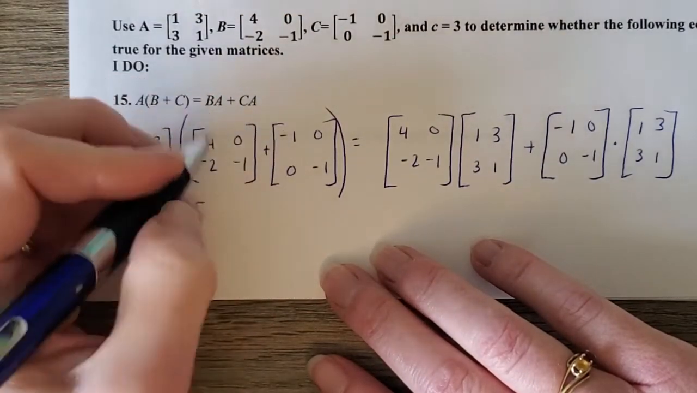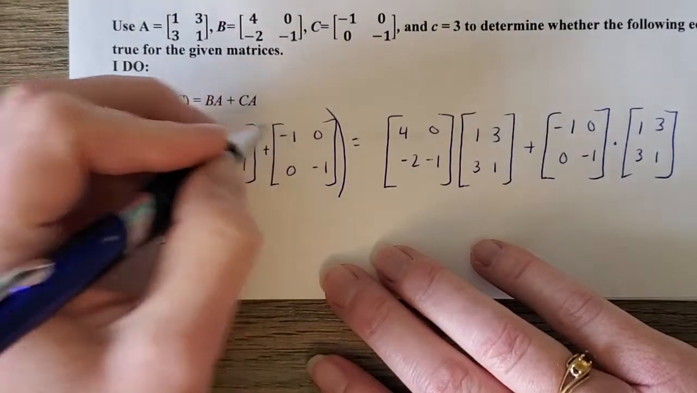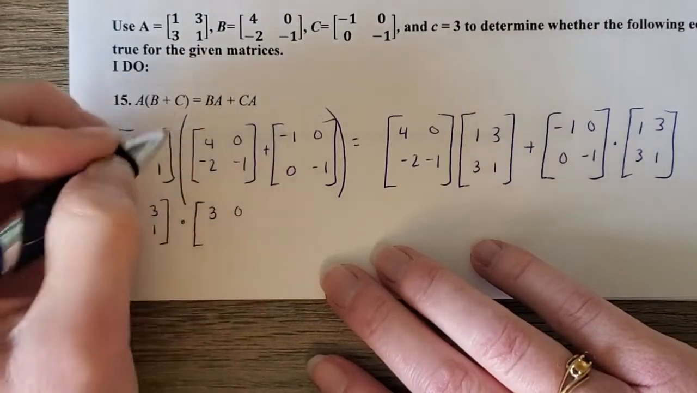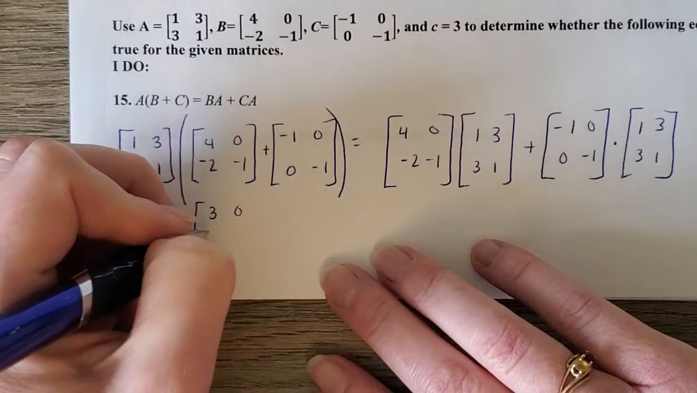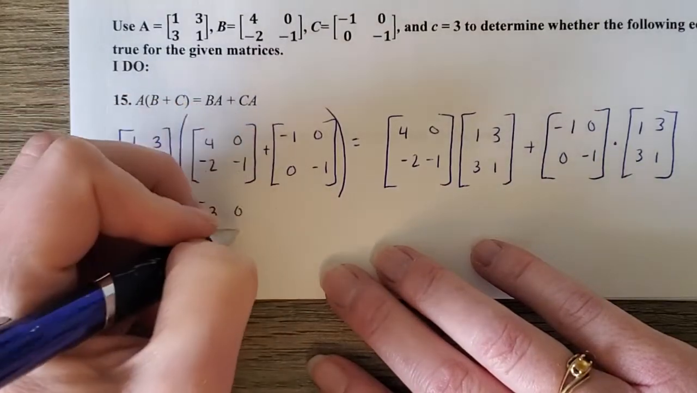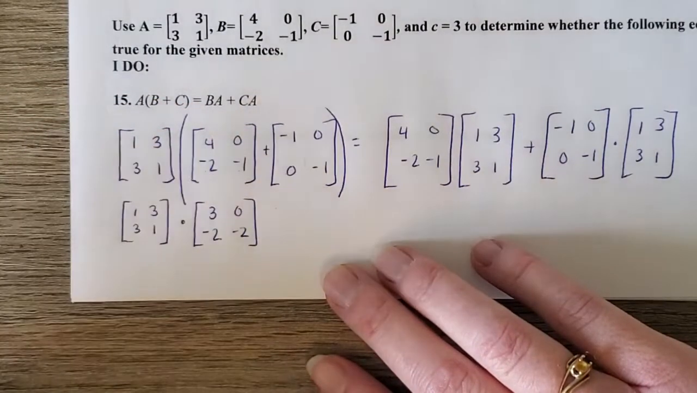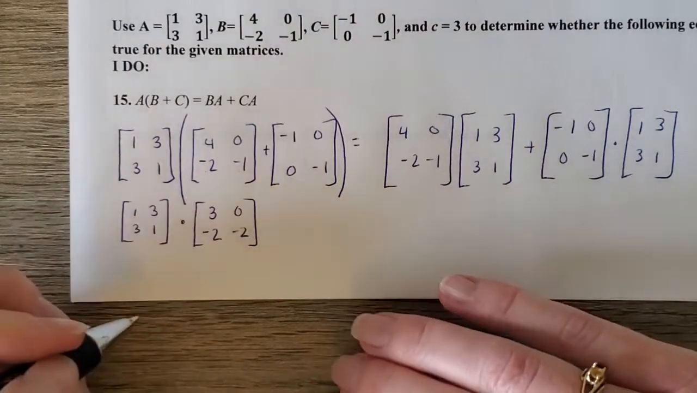Remember, when adding, you just add the ones in the same box. So 4 and negative 1 is 3, 0 and 0 is 0, negative 2 and 0 is negative 2, negative 1 and negative 1 is negative 2. So we formed that new matrix, and now we're going to multiply these.